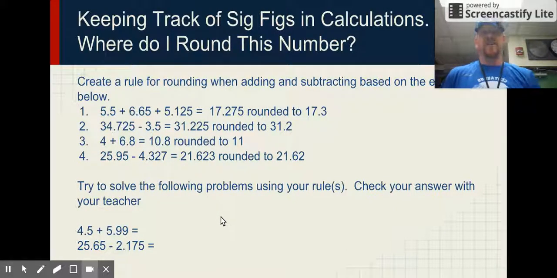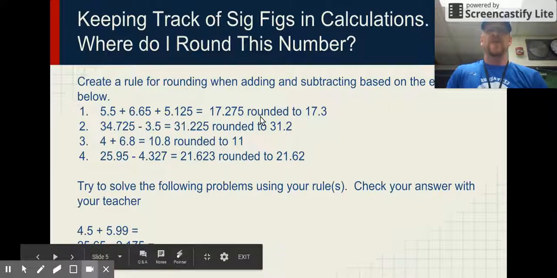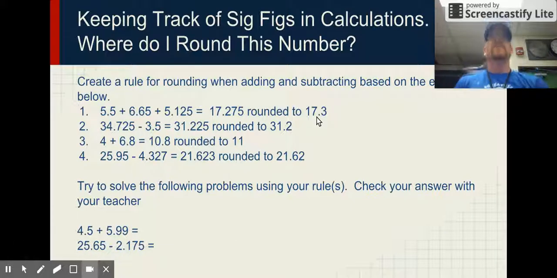Next, adding and subtracting. We talked about the fact that when you're adding and subtracting, you have to line up the decimals. Anytime you add or subtract, you are always going to round your final answer to the fewest number of decimal places that you saw in your measurement. So for example, I have the tenths place here, the hundredth place here, and the thousandths place here. My final answer can only be as accurate as my least accurate measurement, which is to the tenth place. So that is why this 17.275 got rounded to 17.3.